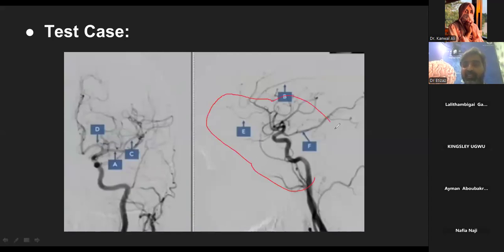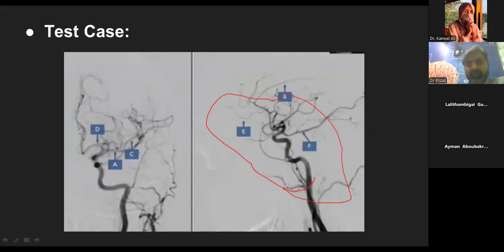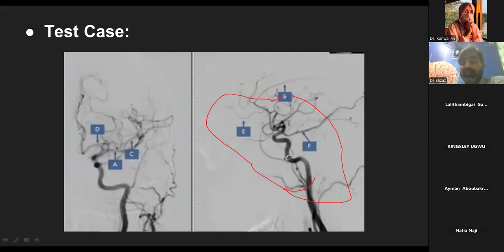It is which injection? It is the CCA, excellent. It is which view? The lateral view? Lateral view, excellent. And it's which side? Left side. Excellent. Very good. Thank you. People are getting it now.